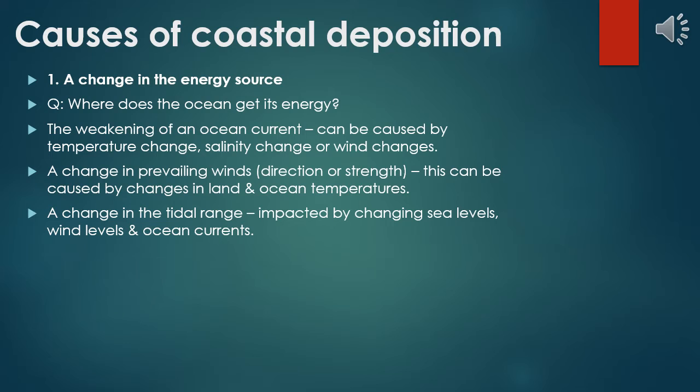First cause of coastal deposition is a change in energy source. So this is dependent on where the main energy comes from, but essentially something changes and the amount of energy that the water has decreases. I've put a few examples on here so you can see: an ocean current gets weakened, the prevailing wind changes direction, the tidal range changes, something like that.